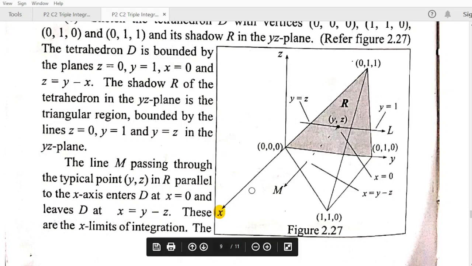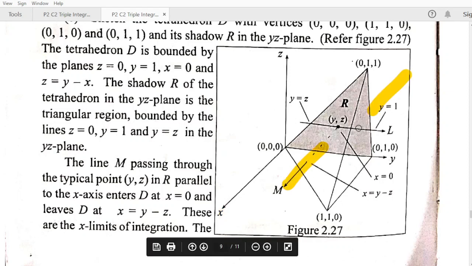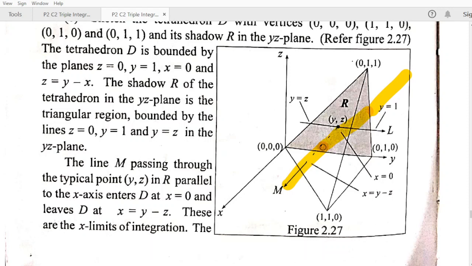To find the limit of x, we'll be considering a line passing through this region parallel to the x-axis. So this is the line passing through the region parallel to the x-axis. Observing this particular line, we will be getting the limit of x in this case.